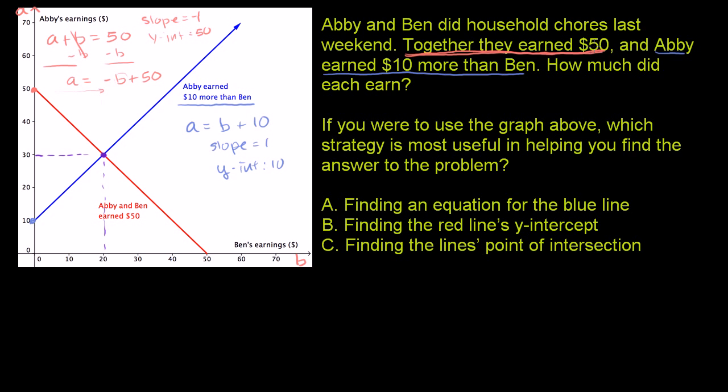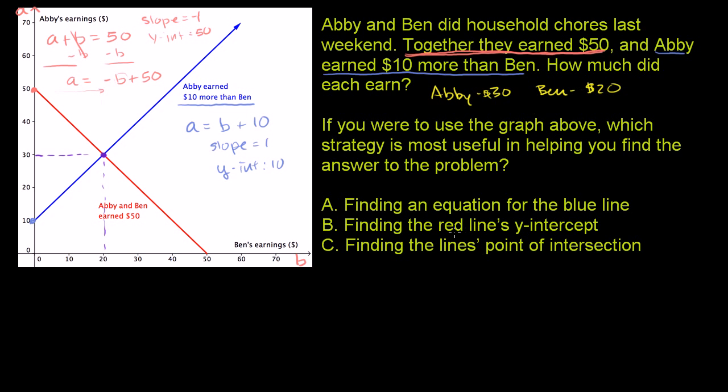And that makes sense. Combined, 20 plus 30, or 30 plus 20 is $50. So we meet our first constraint. And we see that Abby, $30, made $10 more than Ben, who only made $20. So if you look at the point of intersection, you will have solved the problem. Abby made $30, Ben earned 20. So we know the answer. Abby earned $30, and Ben earned $20.